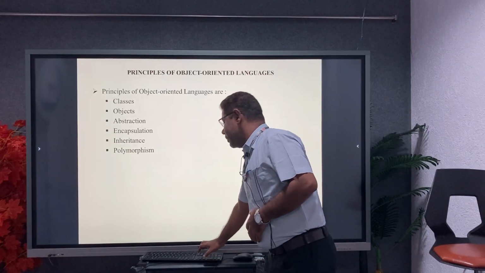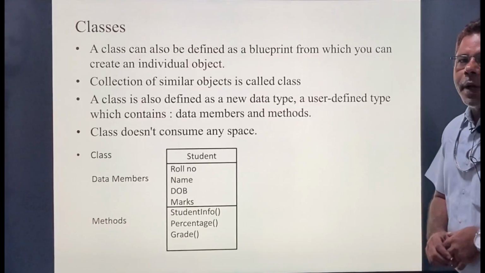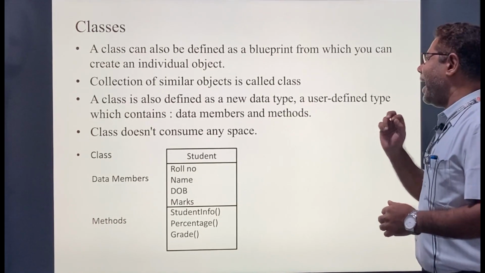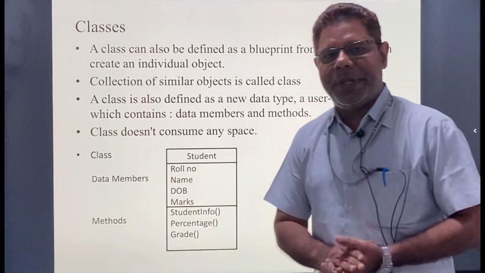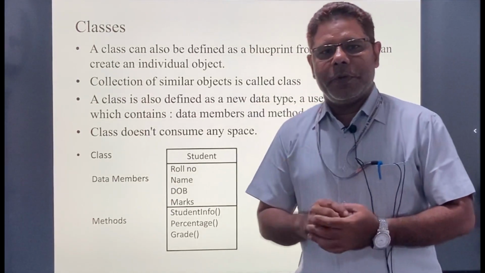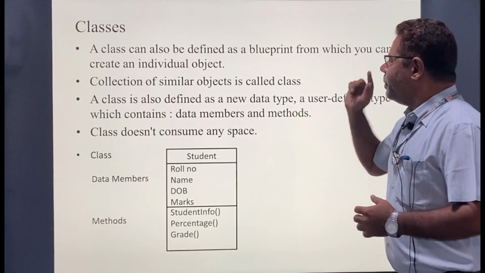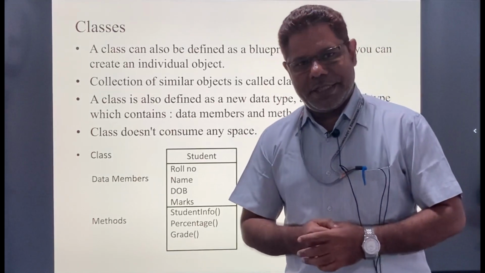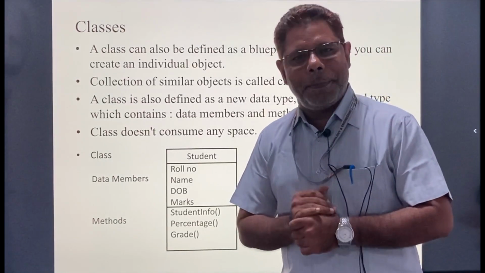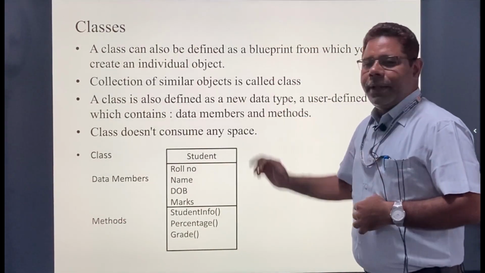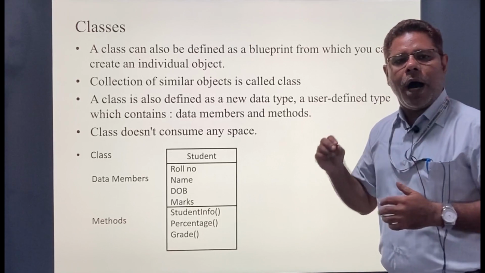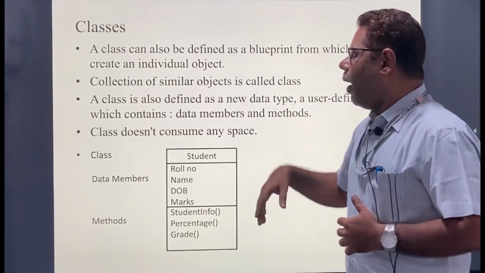So class is a blueprint or plan from which we can create an object. For example, consider a class to develop a house construction. To construct a house we need a blueprint or plan. That is called a class. Based on the blueprint and plan we can construct any number of houses. Each house is called an object.